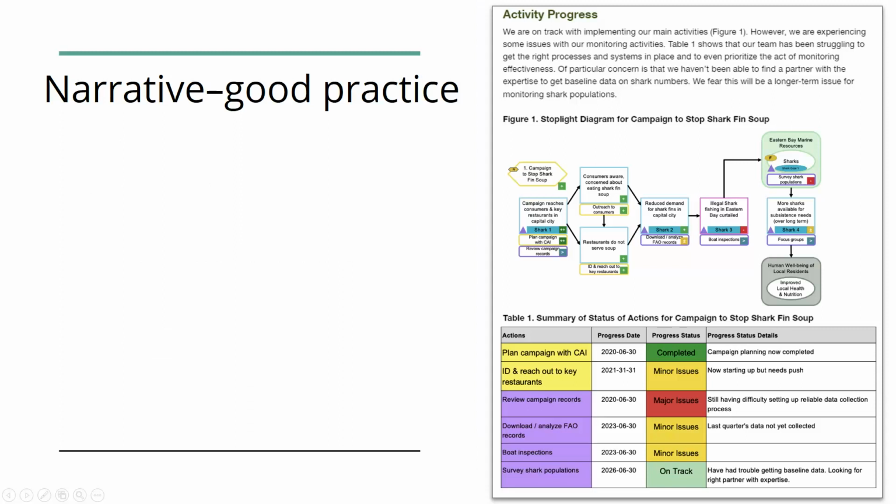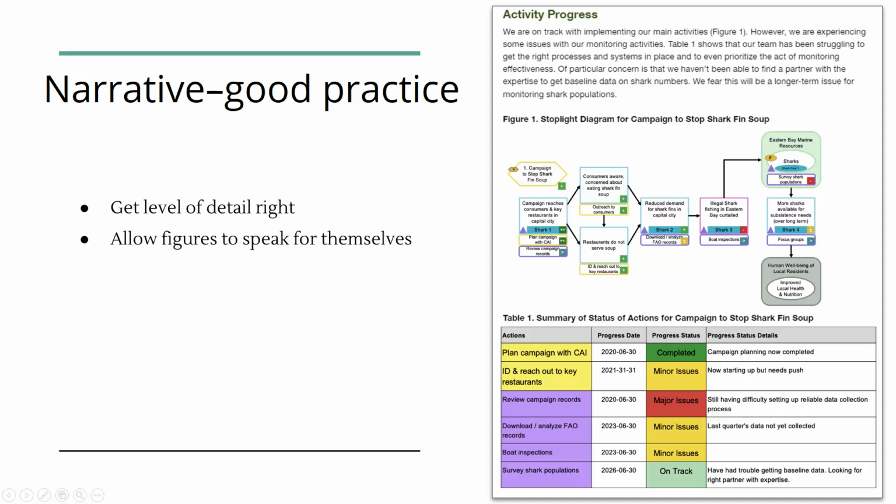To pull together an effective narrative, there are several good practices you should consider. First, you want to get the right level of detail. So you want to write enough to explain what is happening, but not so much that it takes too long for your team and others to read through it. You do not want to discourage them from reading the full report. Here you can see a concise summary of the Stop Shark Fin Soup project.